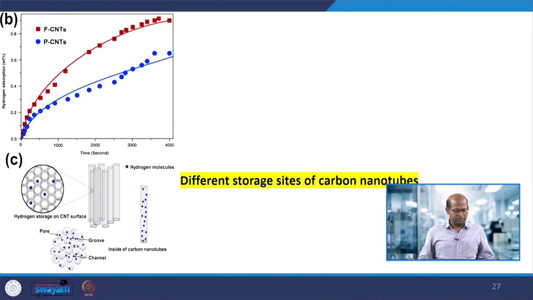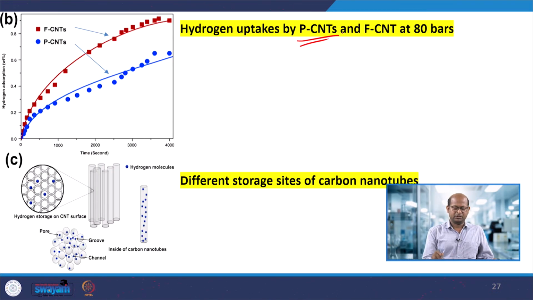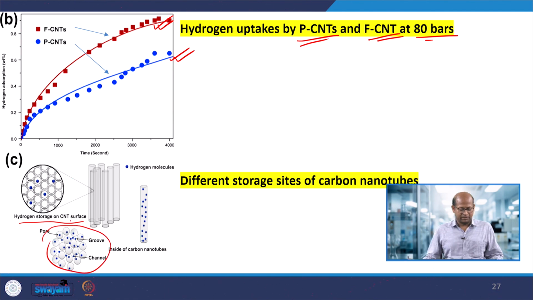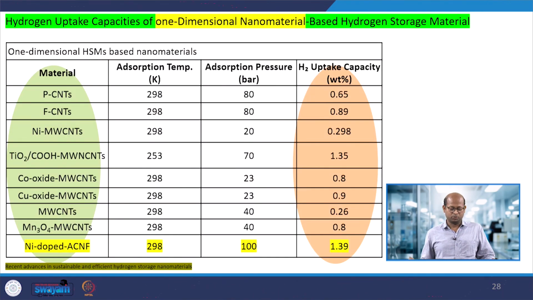So different, here you can see. So here are pristine type carbon nanotubes and functionalized nanotubes at 100 bar. So here you can see the comparison. So the hydrogen uptake of pristine CNT and functionalized CNT, the functionalized ones store much more hydrogen as compared to the non-functionalized CNT. Okay, so here you can see there are different types of pores present. So in that particular type of CNT, when it is functionalized, the functional groups can help to store more hydrogen.